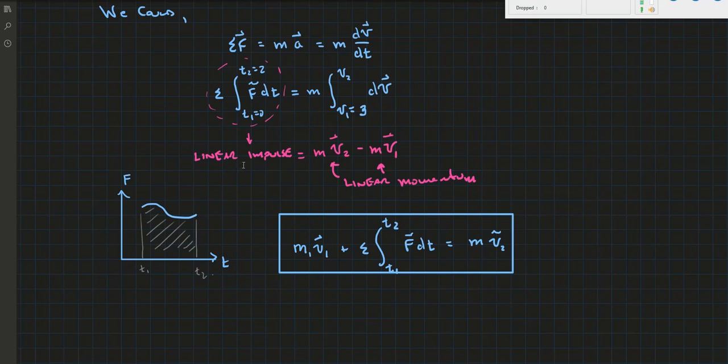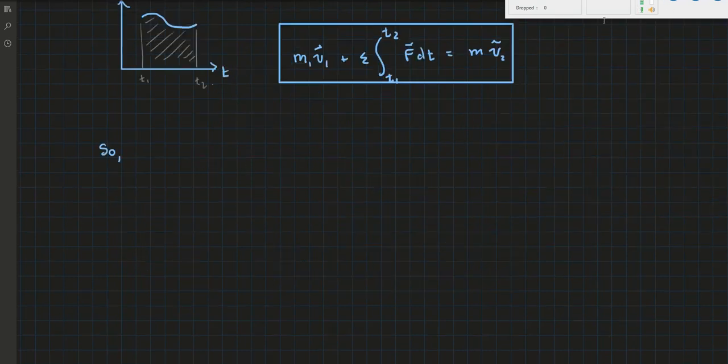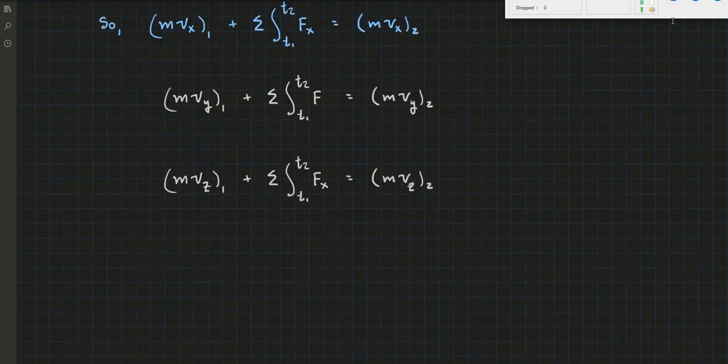Up here, I really should take out these numbers because we're actually solving this in a general sense right now. So this can break down into three scalar equations. Our first would be mass times the velocity in the x direction initially, plus the summation of the integral of our forces from t1 to t2 in the x direction, equals mass times the velocity in the x direction 2. Similarly, we can get equations in the y and z direction, as shown here.